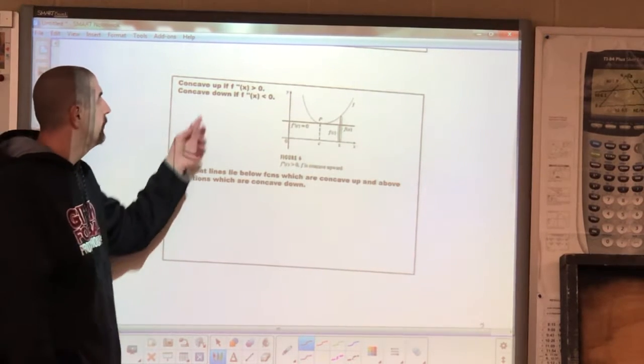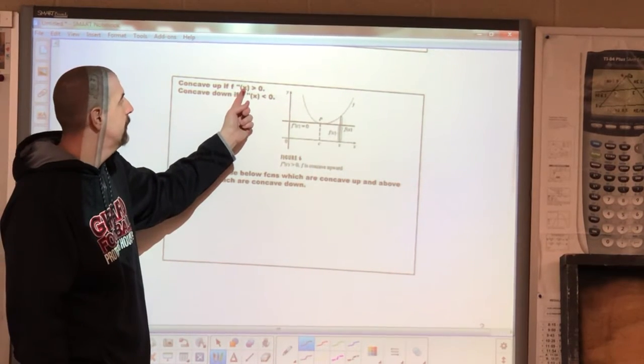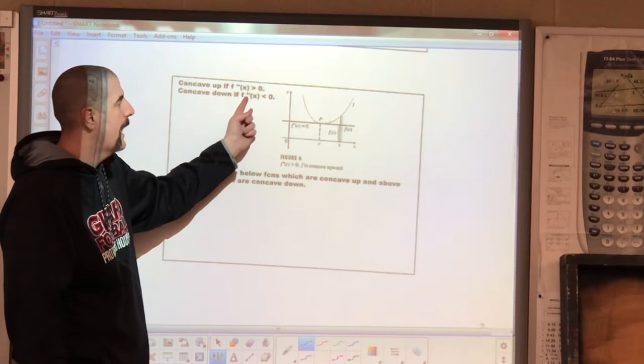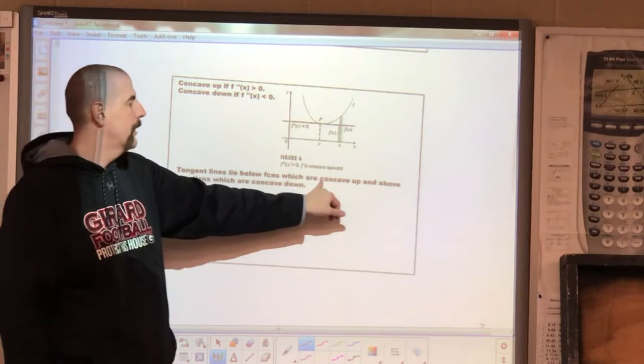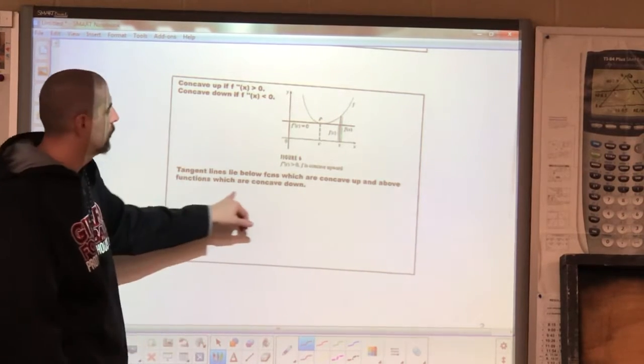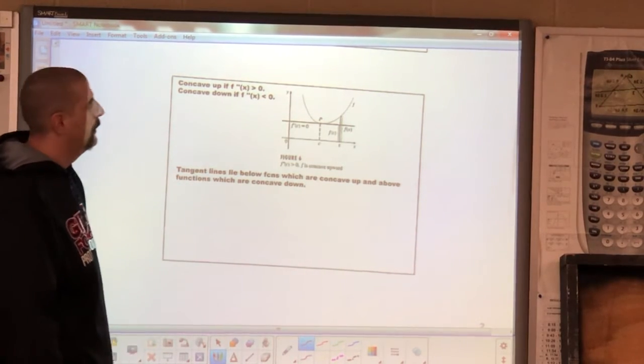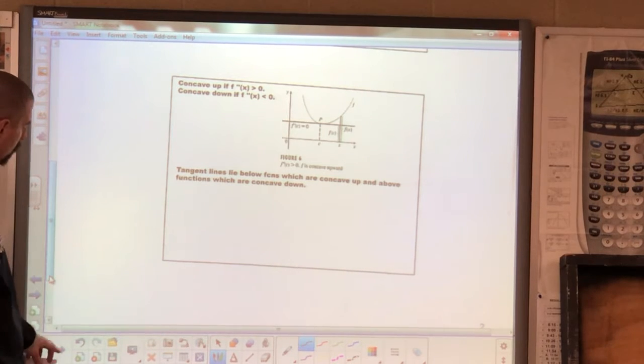All right? So again, concave up if the second derivative is greater than 0, concave down if the second derivative is less than 0. Tangent lines lie below functions which are concave up and above functions that are concave down. All right, so that is that rule.